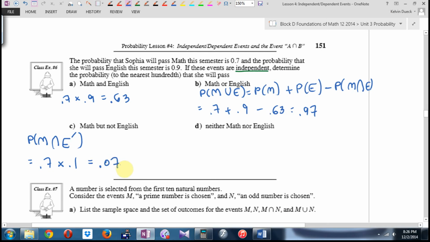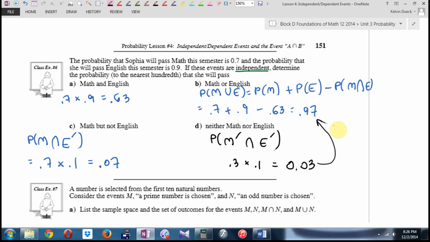Neither math nor English. Okay, that means not math and not English. What does and mean? Multiply. And by the way, because these are independent, we don't need to get fancy. Not math, 0.3. Not English, 0.1. Multiply them together, 0.03 or 3%. You know what? I see another way I could have done that. I probably could have used the complement. I could have said the opposite of passing math or English, which means one or the other, or both, is none. I could have gone 1 minus 0.97 and used the complement.